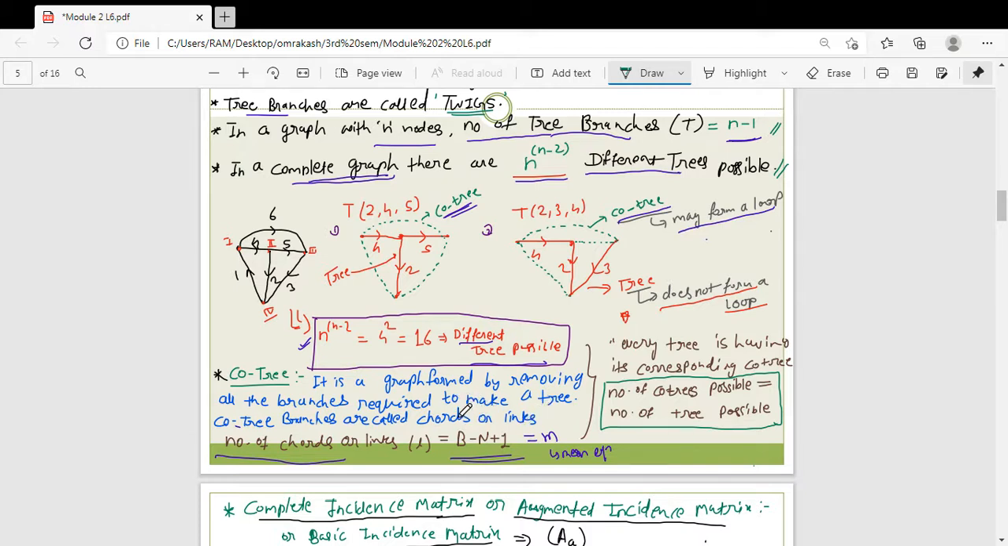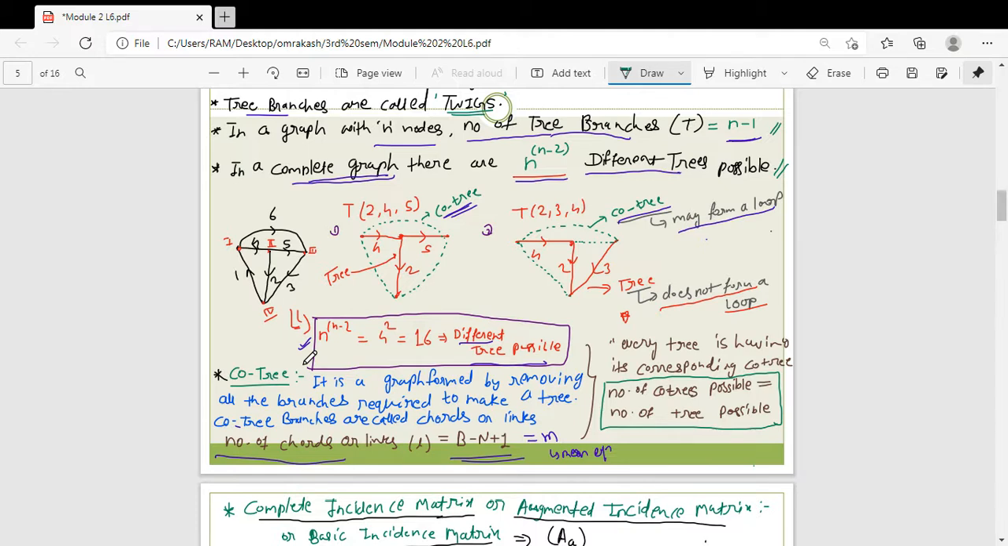You can also calculate the cotree branches. Number of chords or links is equal to b minus n plus 1. Okay, so with the help of this you can find out the cotree branches. Cotree branches are also called links.